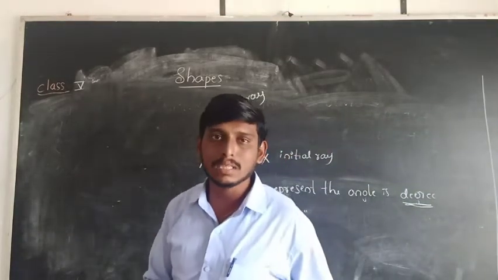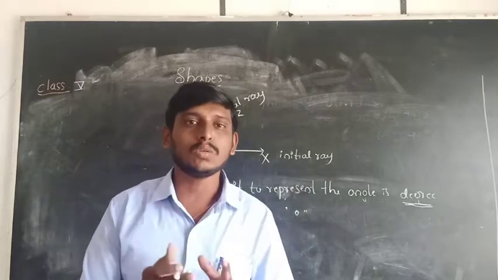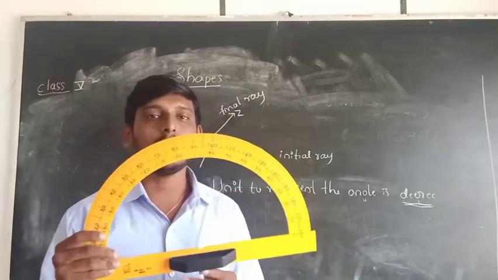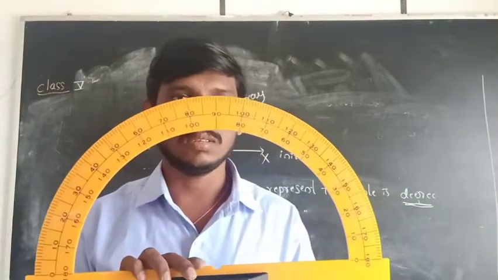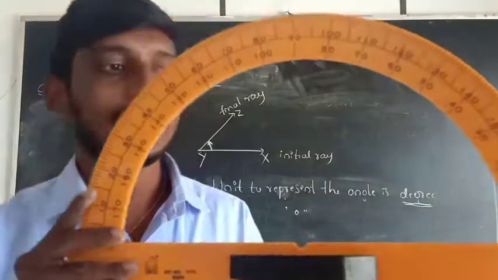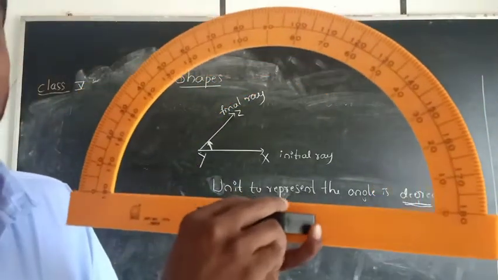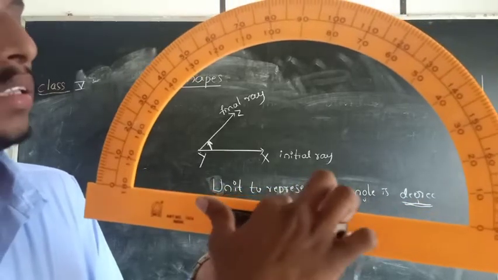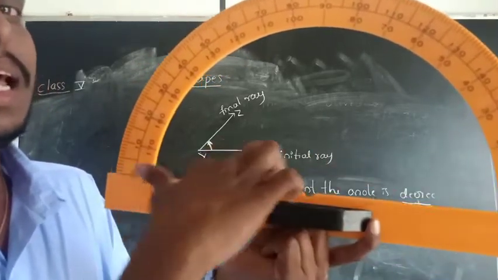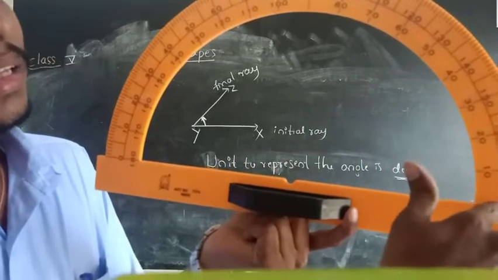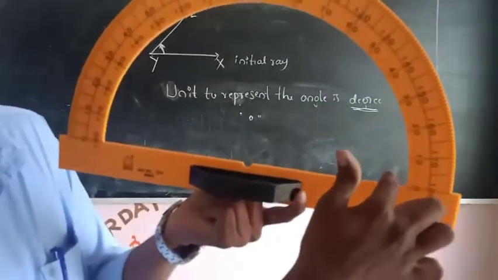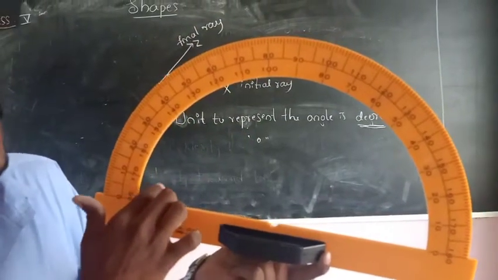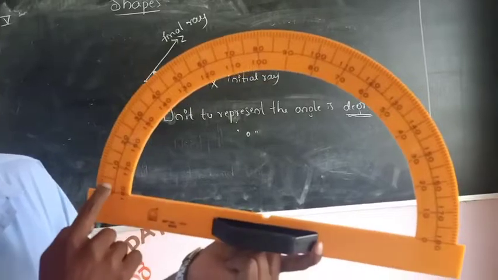Then how to measure the angle? Which instrument is to be used for angles? There is one instrument, and it is called a protractor. Here in this protractor, this is called the central point, and this is called the baseline. And here there are two scales: 0 to 180 is the inner scale, and 180 to 0 is the outer scale.